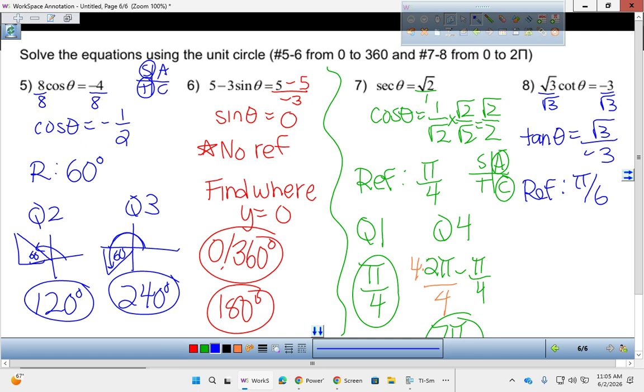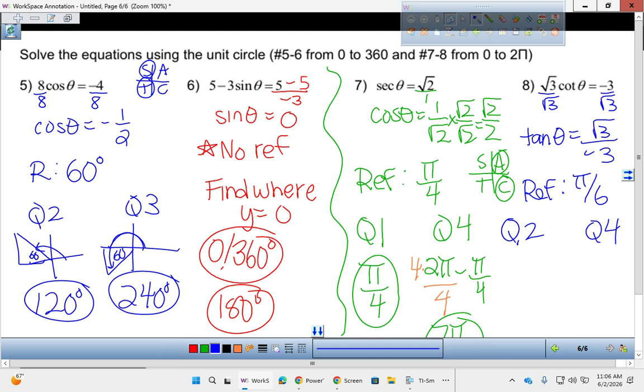And then, because pi over 6 is in quadrant 1, it's not on an edge, there should be 2 answers. So I need to figure out my 2 quadrants. Tangent is negative root 3 over 3. So where's tangent negative? Where can tangent be negative? What 2 quadrants? 2 and 4. So my answer is going to be in 2 and 4. So I'm going to apply this to quadrant 2 and 4.